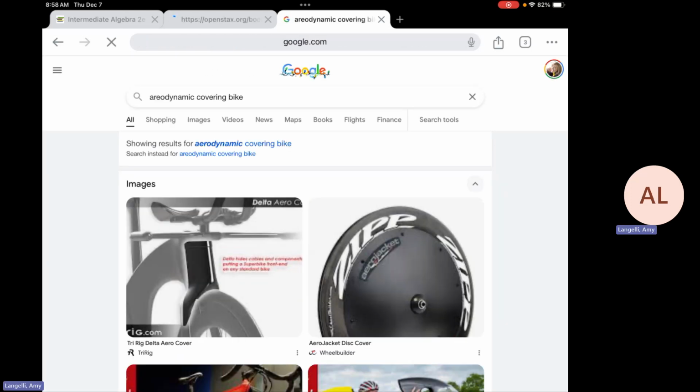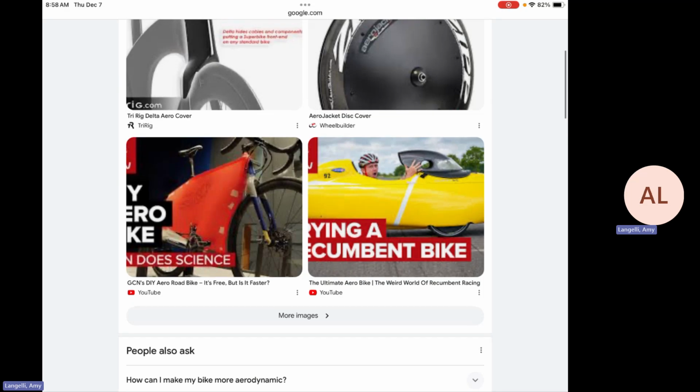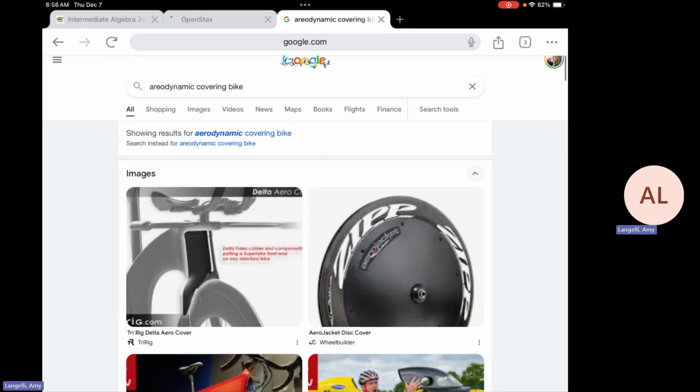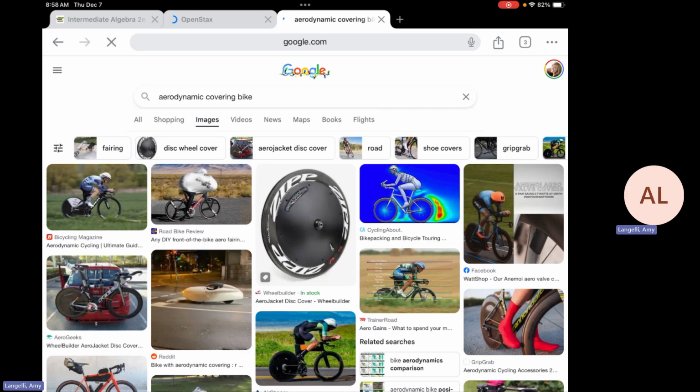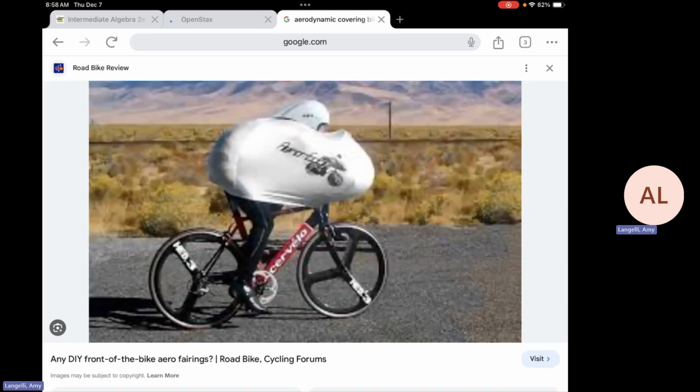This makes me giggle every time I look it up. I don't know, it's neat. I don't know why I think it's silly. There's one that looks like a spaceship. This is the one that I think of.